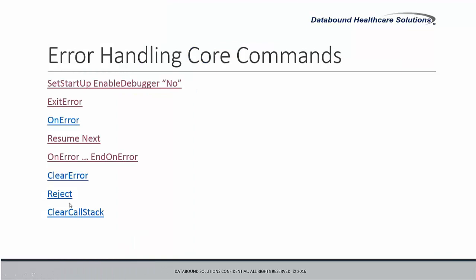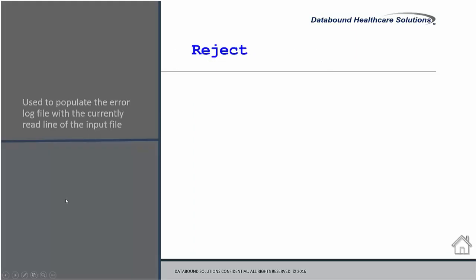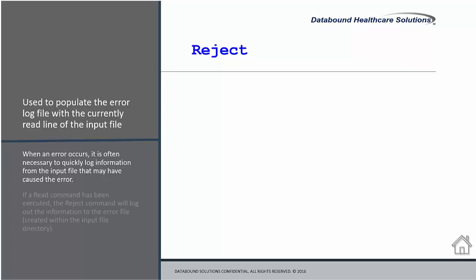Next is reject. And this will be particularly useful for those of you who use text files in order to read input data. This command allows us to quickly log out information from an input file without having to do a log line or create a concatenated string of variables in order to log something out. With reject, once you've hit a read command, you can use the reject command to put that line of input into a file. And so I welcome you to test this out on your own machines when you have a chance.